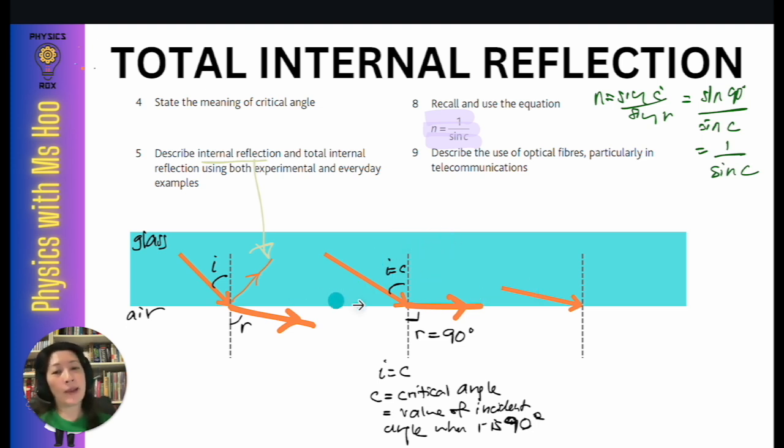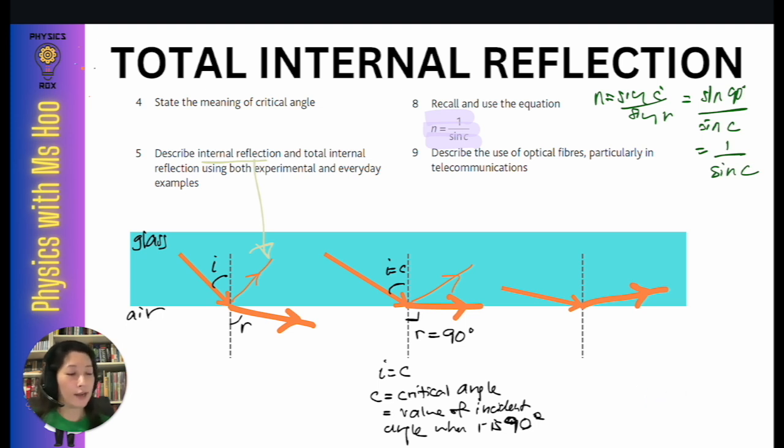Obviously, there's still space for the incident angle here to increase, but there's no more space for the light to refract. So remember that some of the light at this point is still being internally reflected back. But if you keep increasing this angle here, there's no more space for the light to refract. So what happens is the light will end up completely reflecting back inside. So this is total internal reflection, where the light ray is 100% reflected back inside the same medium. There's no more light refracted out into the second medium.